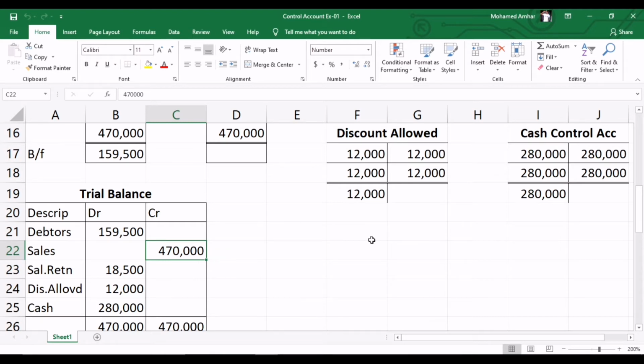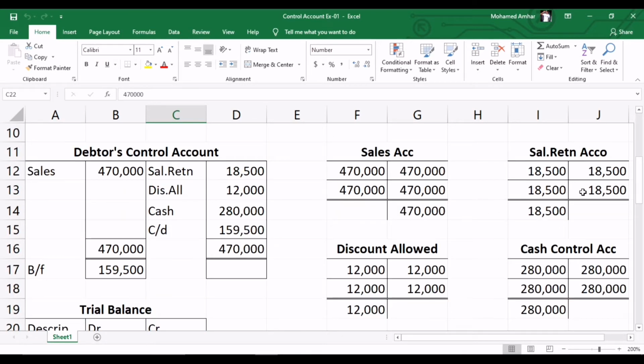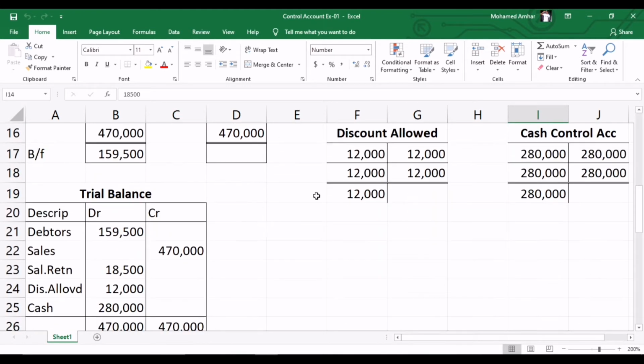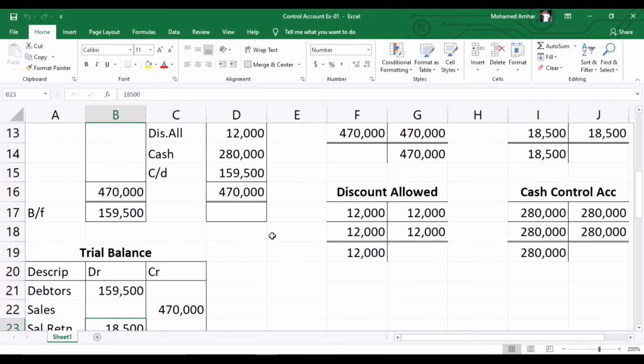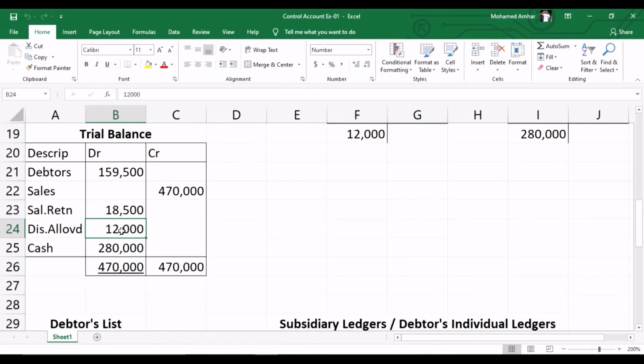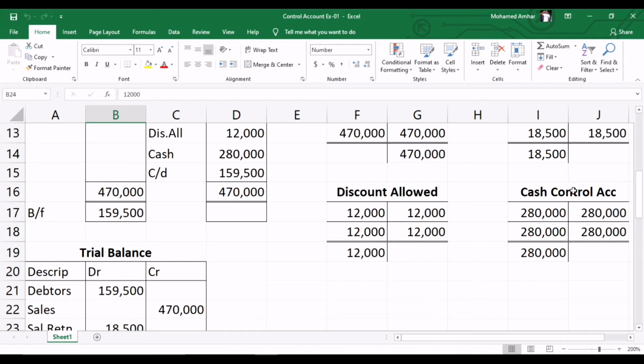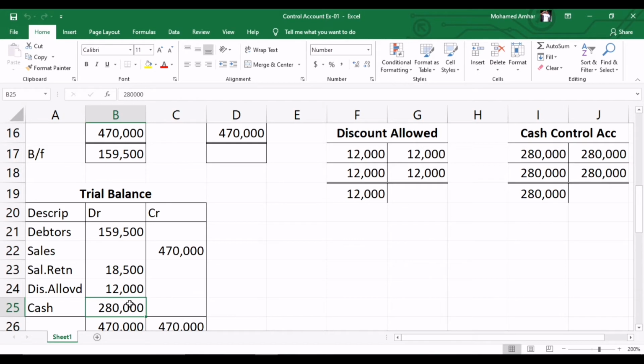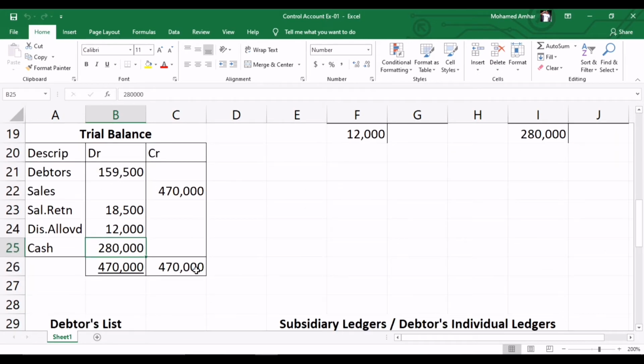credit side. And then sales return, the balance brought forward is a debit balance, so bring the 18,500 to the debit side of the trial balance. Then discount allowed brought forward is a debit balance of 12,000, so bring it here as a debit balance. And the cash balance brought forward is also a debit balance, so bring the debit balance here. Now get the total, so the trial balance is balanced at 470,000.